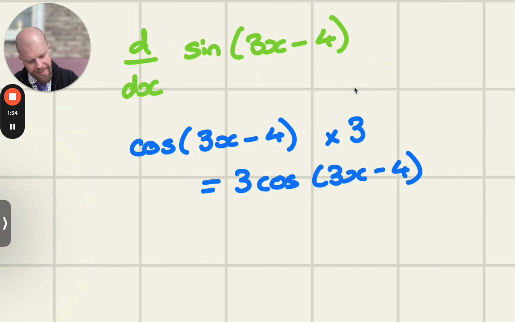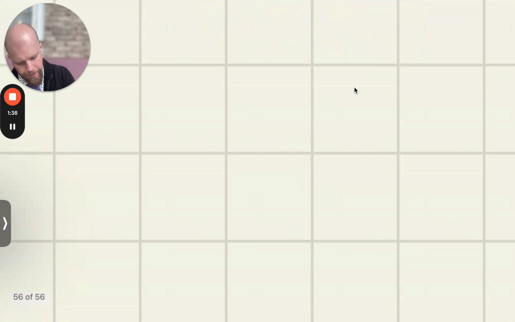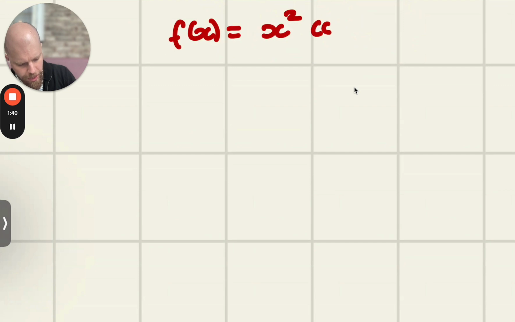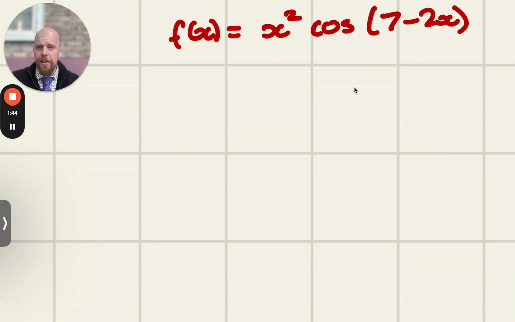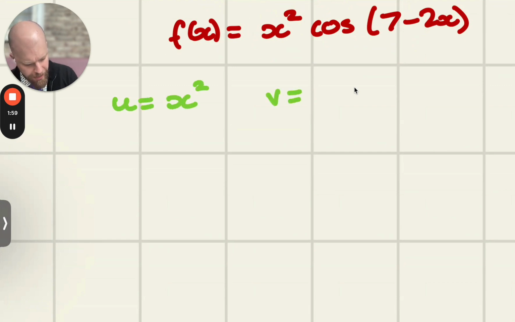Let's say I wanted to differentiate f of x being x squared cos of 7 minus 2x. Now this is more difficult because it's a product rule. You have the x squared and the cos 7 minus 2x. And it's the chain rule because you have the cos of 7 minus 2x. So let's use the product rule. We have u being x squared, and we have v being cos 7 minus 2x.